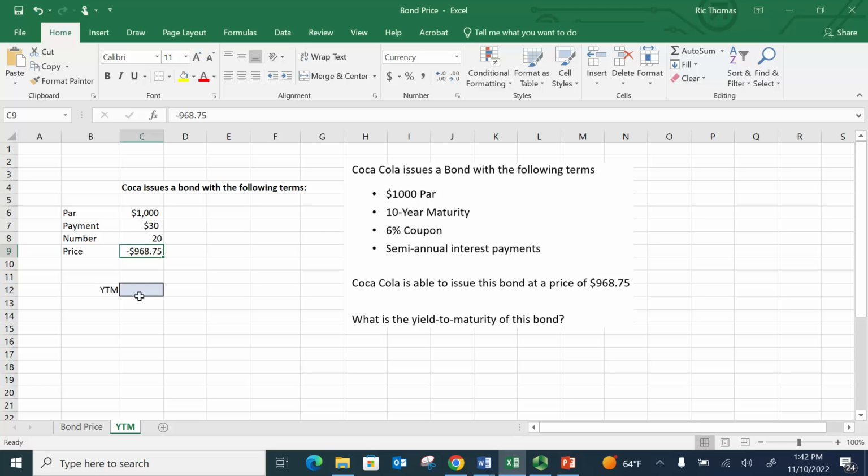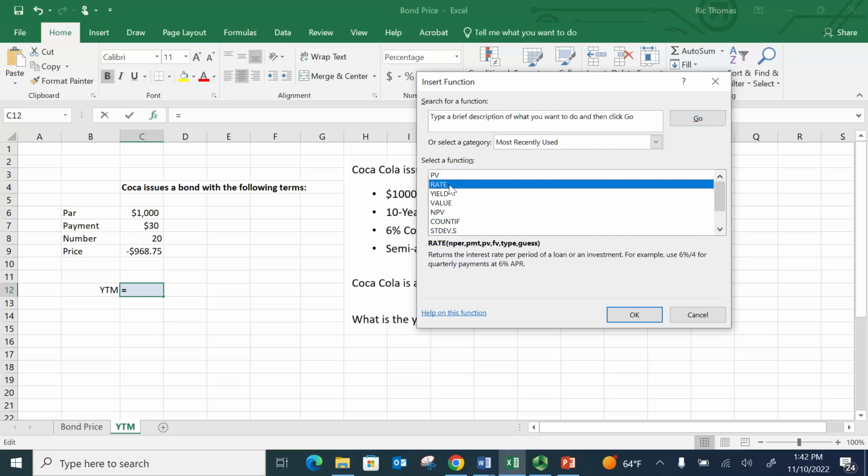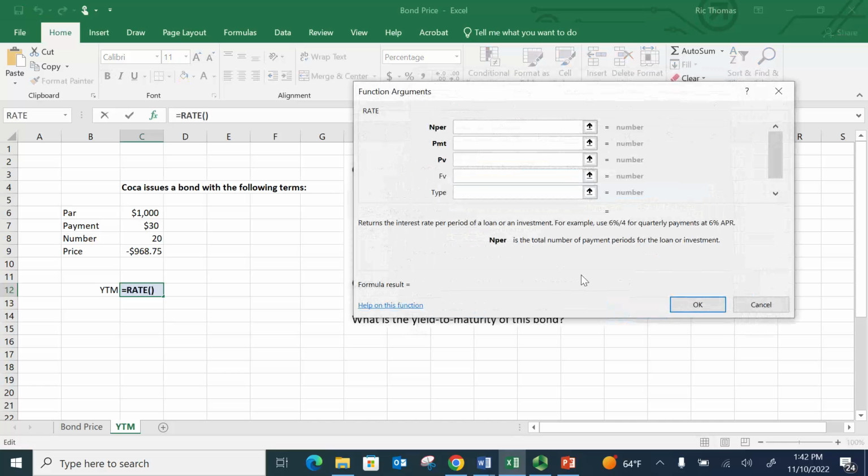So for the yield to maturity here, all I'm going to do is go right over here and hit more functions. And I do see rate is there because I've used that before. We actually want to use rate here. So let's hit rate and hit go. And then the number of periods, 20. The payment, $30. The present value, that's the price. It's that minus 968. Again, if you don't have a minus there, you're going to get an error. And the future value is 1,000. Look how easy that is.